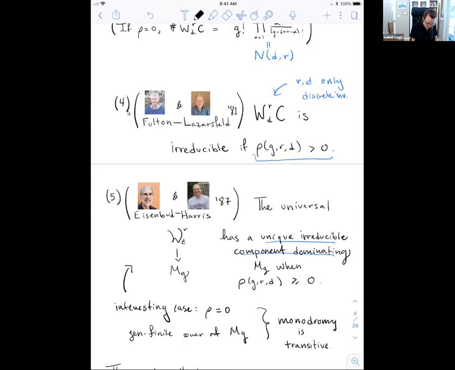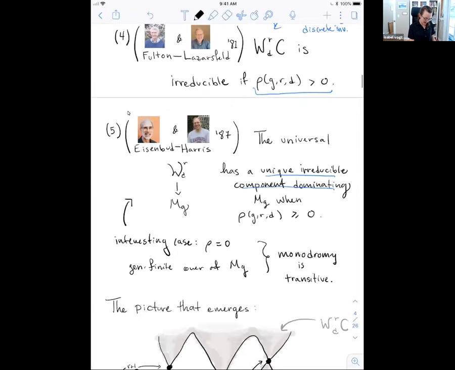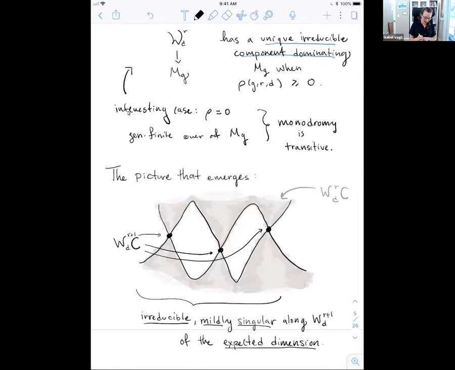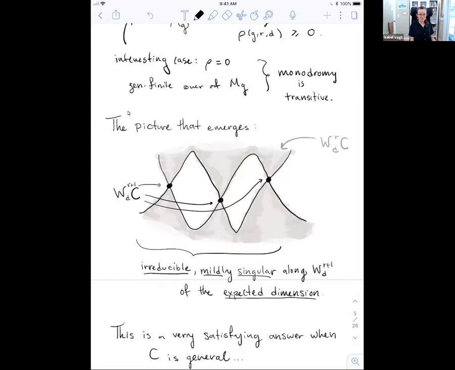So the picture that emerges from this is that W^r_d is an irreducible subvariety of the Picard variety. It's mildly singular, but only along W^{r+1}_d, and it has the expected dimension. So basically, what you want to know is true. I think this is a very satisfying answer when the moduli of the curve is general, and a real crowning achievement of classical algebraic geometry in the 80s.